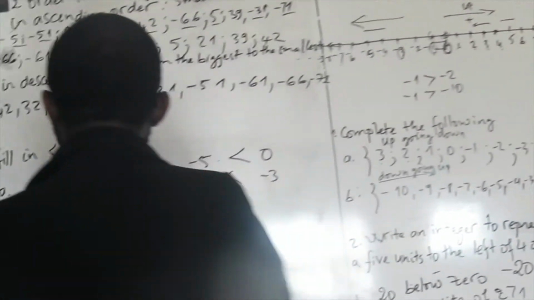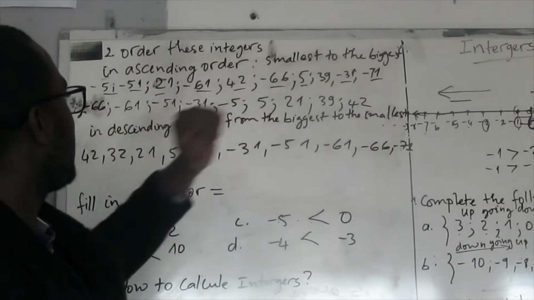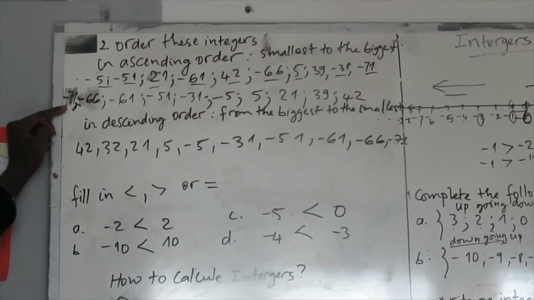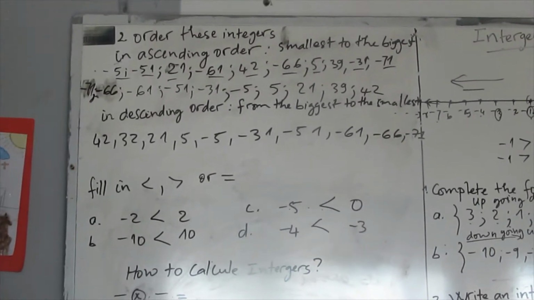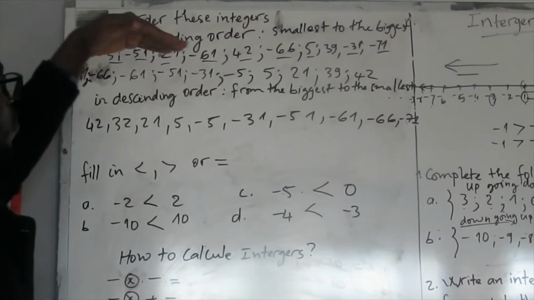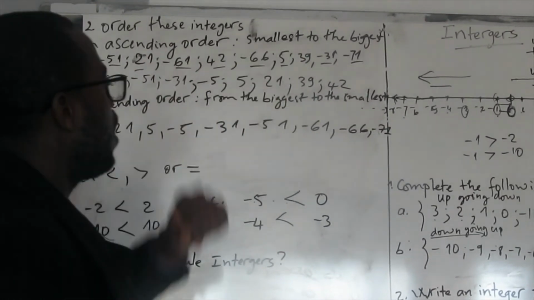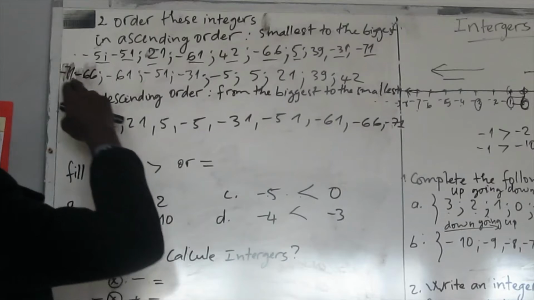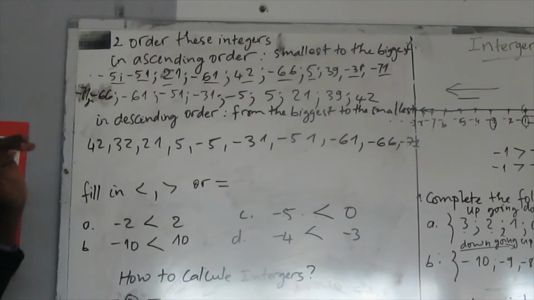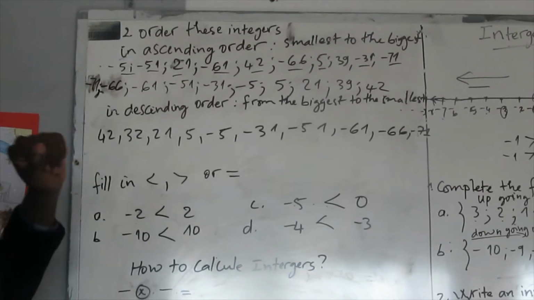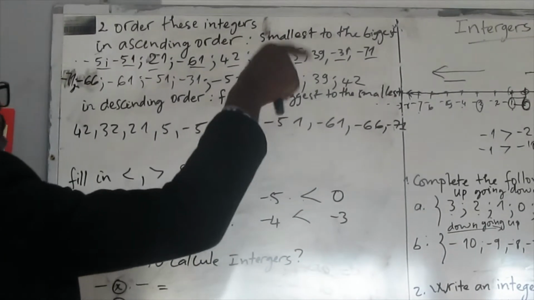So when we order these integers in ascending order, we start by finding the smallest number first, which is the bigger negative number, and then we order from the bigger negative number going to the smaller one until we reach near 0. Then we shift to the positive numbers. As you can see here, we start with negative 71, negative 61, negative 51, negative 31, negative 5, and then it's going up now with 5, 21, and 39.